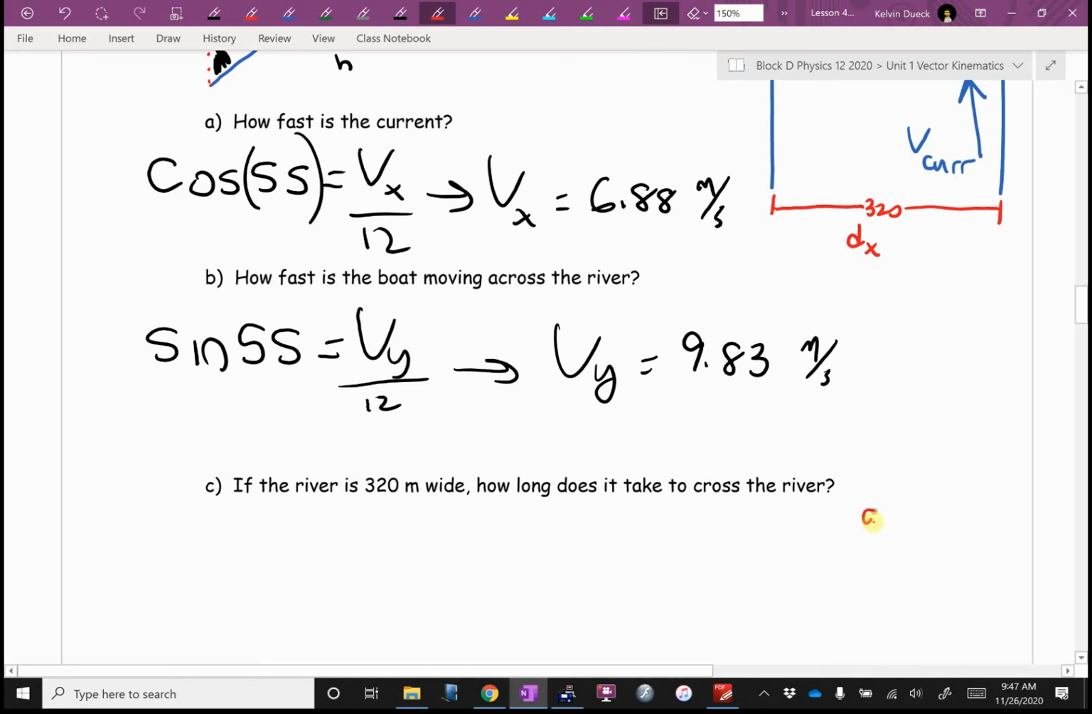So A is still 0. How long does it take to cross the river? McKenna, we're going to use your equation again, d equals VT. But this time it's a dx, so I'm going to use a Vx.